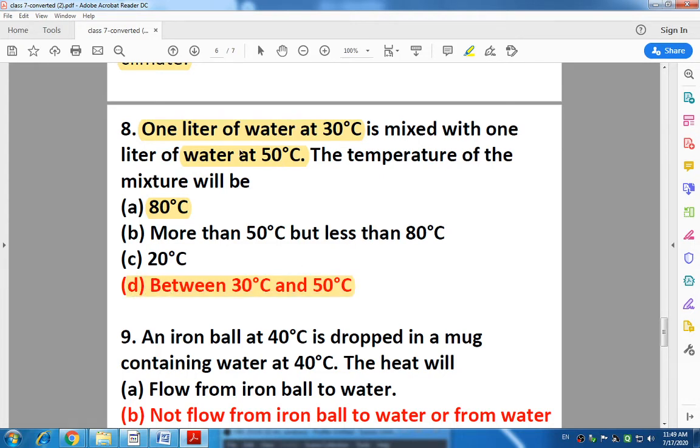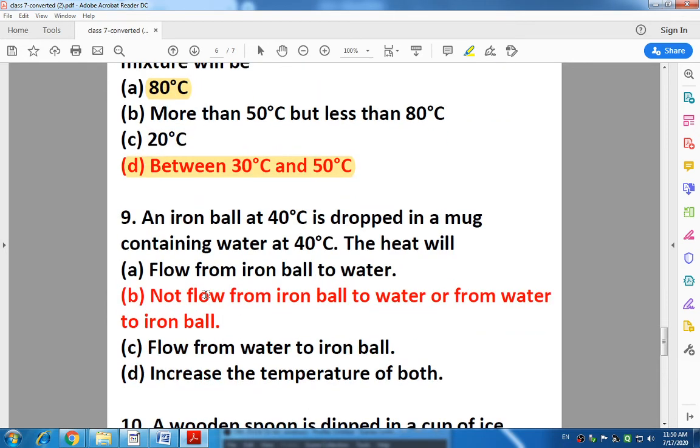Why? We are taking water and water of different temperatures. 1 liter of water at 30 degrees Celsius and another at 50 degrees Celsius. So when we mix, as we know, heat flows from hotter to colder, correct? So between 50 and 30 there is a range for that mixture. Understood? Don't get confused. 80 degrees Celsius is not an answer. Heat is not increasing, not decreasing. Understood? So the answer is D.